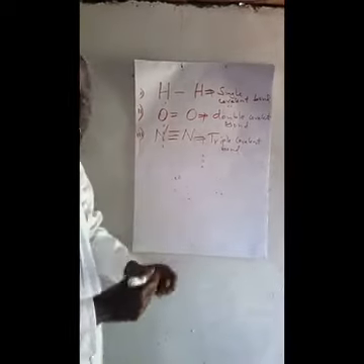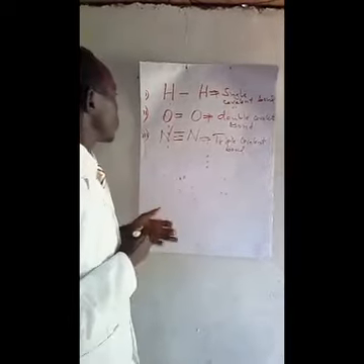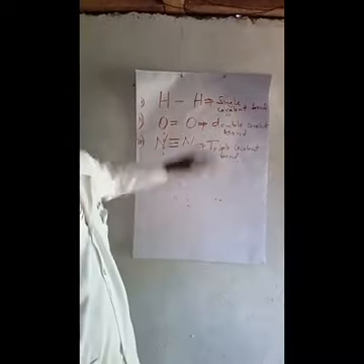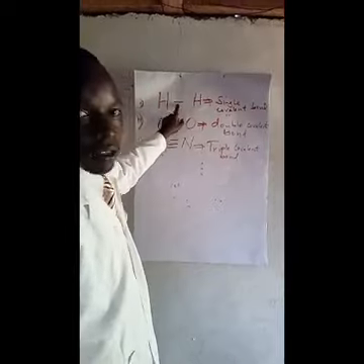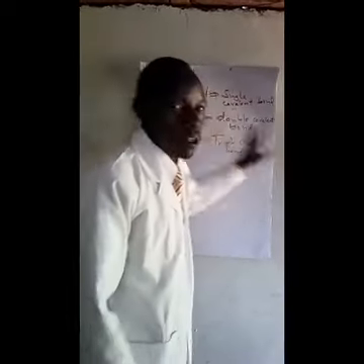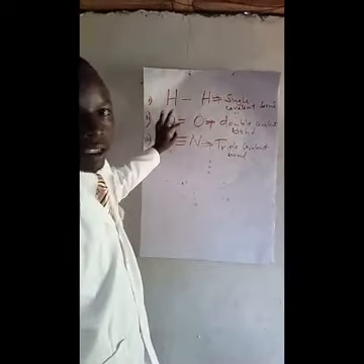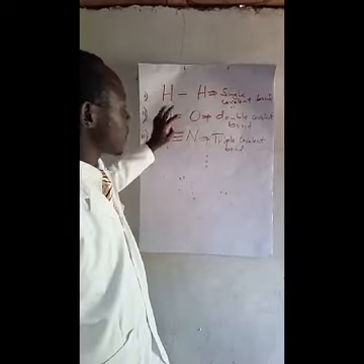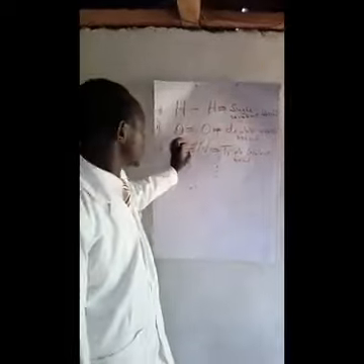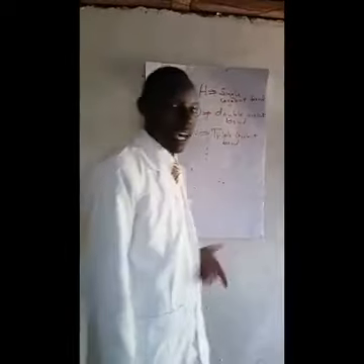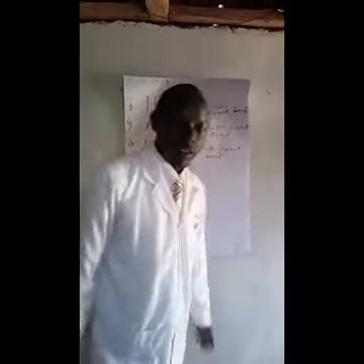So we have 3 types of covalent bonds. We have a single covalent bond, where 1 pair of electrons is shared. A double covalent bond, where 2 pairs of electrons are shared. And a triple covalent bond, where 3 pairs of electrons are shared. So that is the covalent bond.